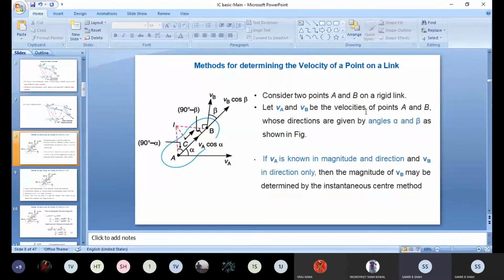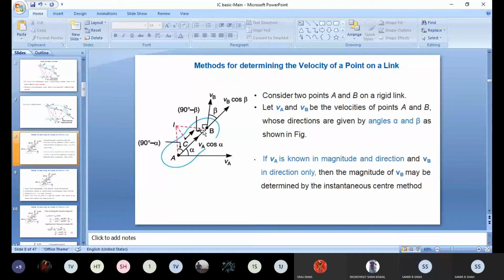Consider 2 points A and B on a rigid link. The instantaneous center method of analyzing the motion in a mechanism is based upon the concept that any displacement of a body having motion in one plane can be considered as a pure rotational motion of a rigid link as a whole about some center, which is known as the instantaneous center. Now consider 2 points A and B on a rigid link.